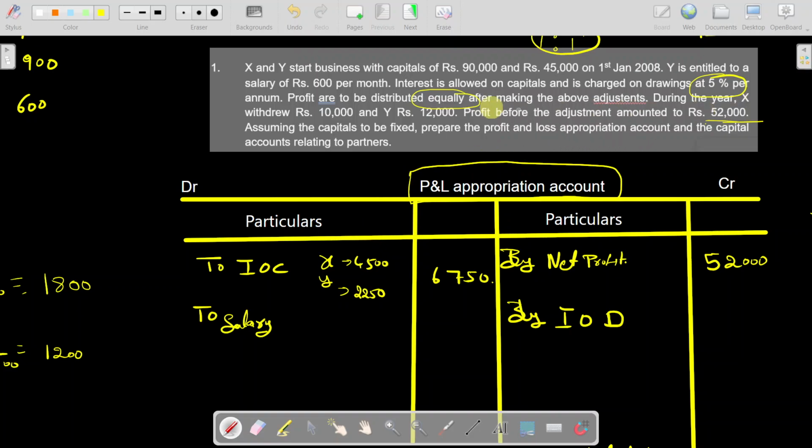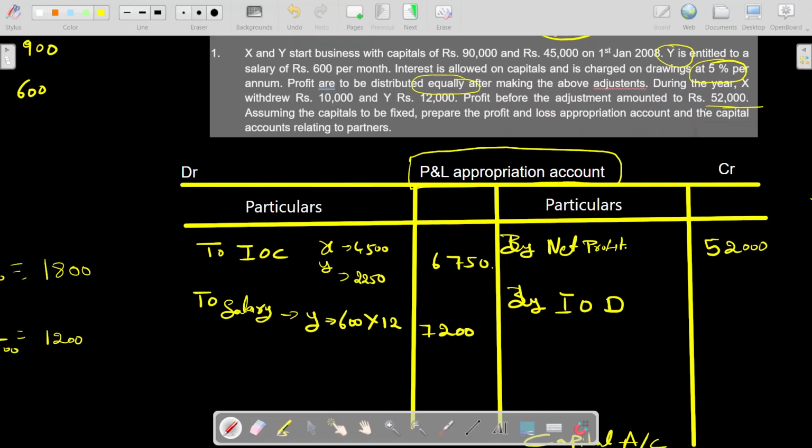And salary, who is taking salary here? Here only Y is entitled to take salary. How much? Y, 600 per month. So into 12, 7,200 is the salary taken by the Y.